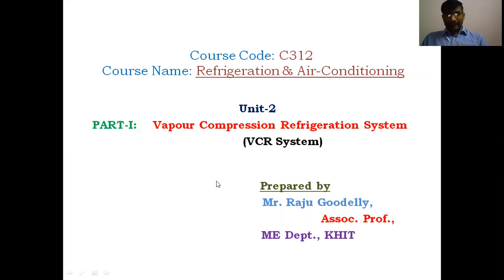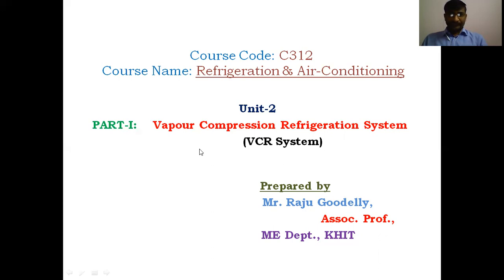What is the main difference between the air refrigeration system and the vapor compression refrigeration system? The difference is that the working fluid changes, and also in place of the turbine, which is required to expand the air in the air refrigeration system, a small expansion valve is used in the VCR system. The expansion valve is used to reduce the pressure of the refrigerant from high pressure to low pressure. The expansion valve does the same function as that of the turbine in the air refrigeration system.